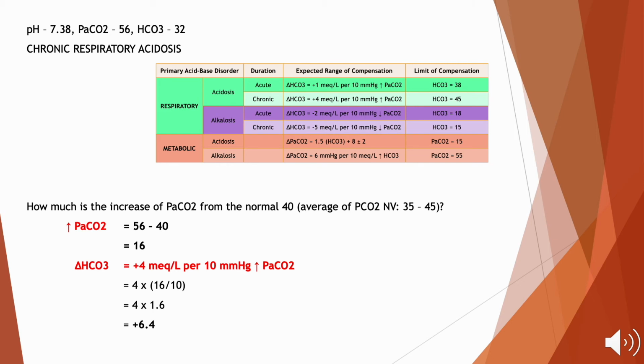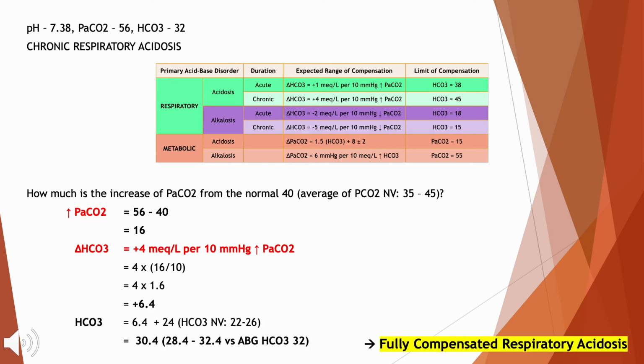In a patient with chronic respiratory acidosis, there would be a 4 mmol/L change in the bicarbonate per 10 mmHg increase in the partial pressure of carbon dioxide. So that will mean 4 times 16 over 10, and it will give us 6.4. And lastly, we compute the expected bicarbonate, 6.4 plus 24, 24 being the mean and midpoint of the normal bicarbonate range of 22 to 26. It will give us 30.4, but the actual range is 28.4 to 32.4.